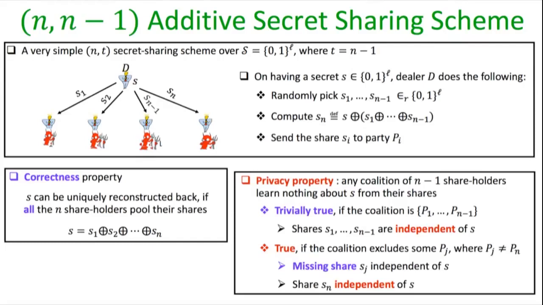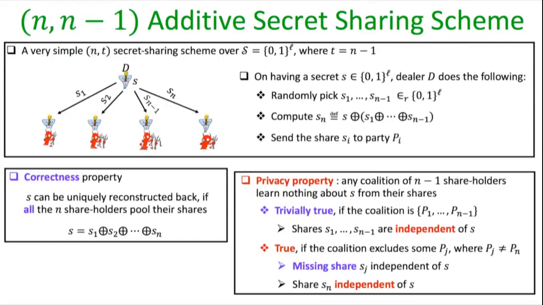So the scheme is very simple. And here I am assuming that the secret which dealer wants to share is an L bit string. So that's why the secret space here is the set of all possible L bit strings. Your L could be anything. L could be 1, 2, it could be 1 GB, anything. So you imagine that the dealer has an L bit secret value which he wants to secret share.